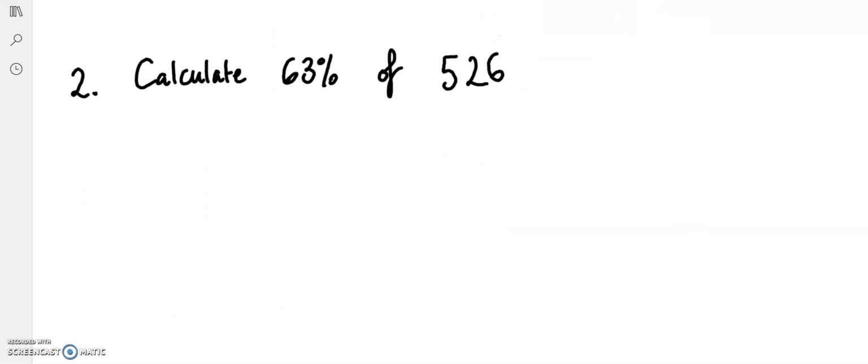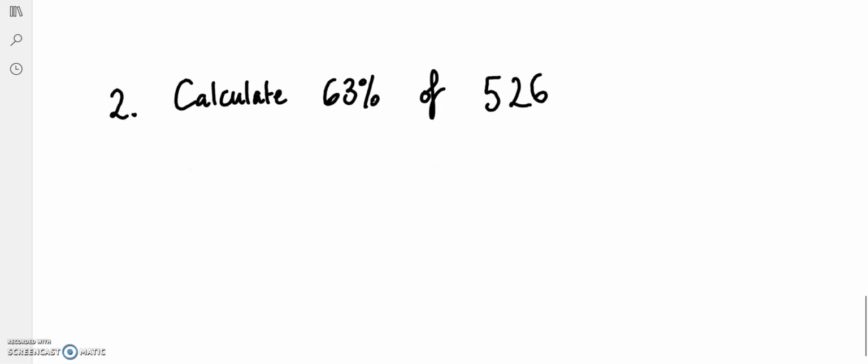Number two, calculate 63% of 526. Oh, right, this is awkward. How are we going to build 63%? There are loads of ways to do it. I think I'm going to use 50%, I'm going to use 10%, and I'm going to need to figure out 3% as well. Okay, so that's how we're going to build this.